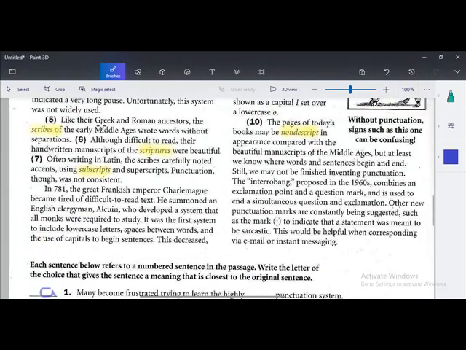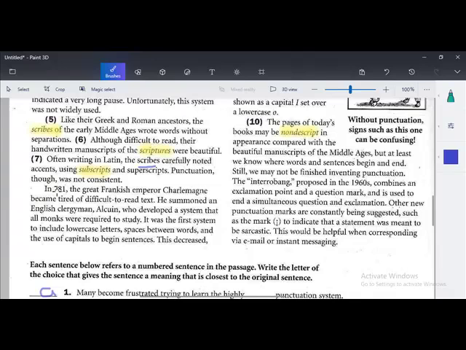5. Like their Greek and Roman ancestors, the scribes of the early Middle Ages wrote words without separation. Although difficult to read, their handwritten manuscripts of the scriptures were beautiful. After writing in Latin, the scribes carefully noted accent marks using subscripts and superscripts. Punctuation, though, was not consistent. Okay, so scribes here means writers. Scriptures, we're referring to sacred writings. Subscripts, it means a word or a number or a letter that's written below.